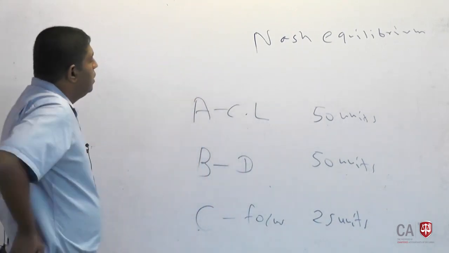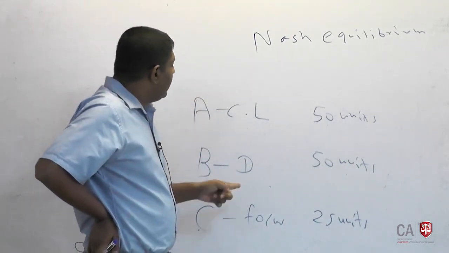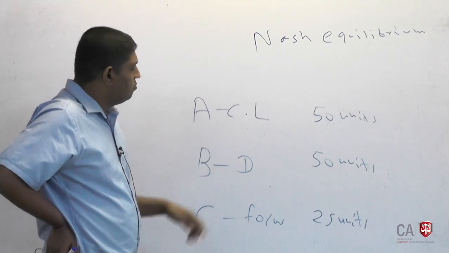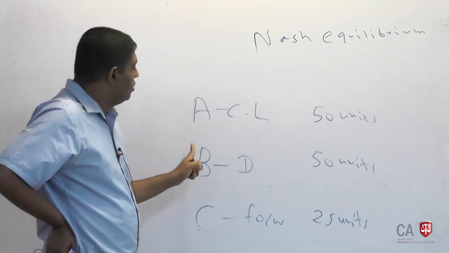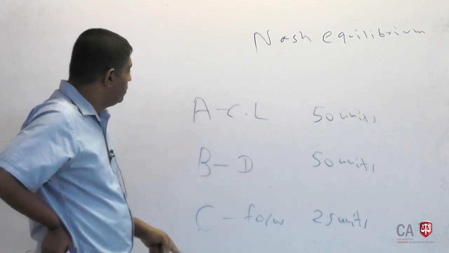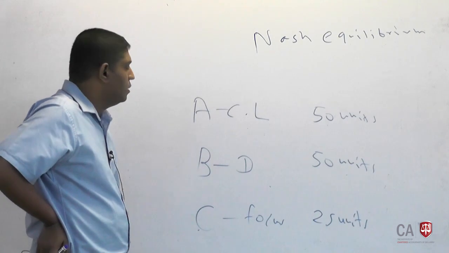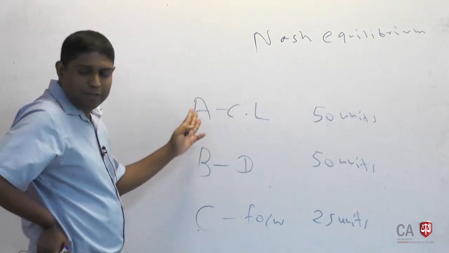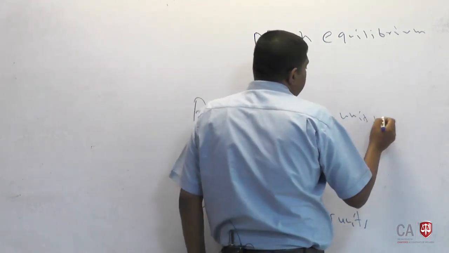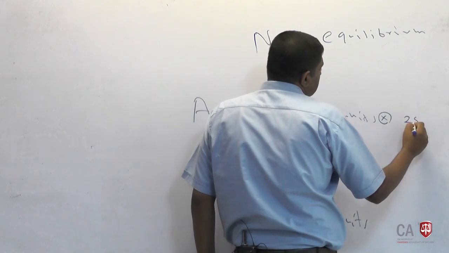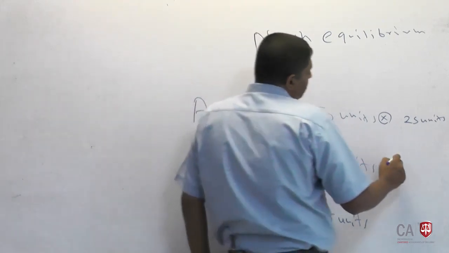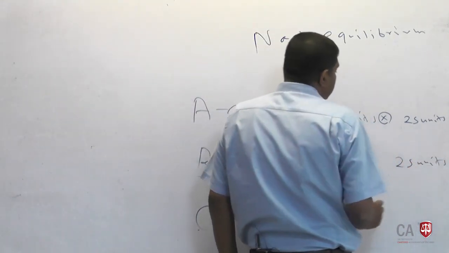Now, A looks at B and thinks B is doing well. So, I want to change my strategy, I want to offer a high quality product and capture more customers. If that happens, what will happen? Now he will lose this market, 25 units, and then B also loses 25 units.